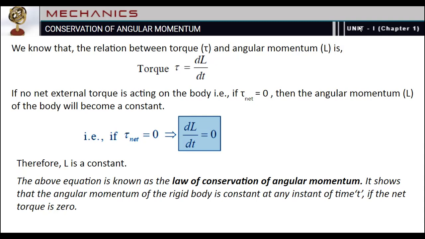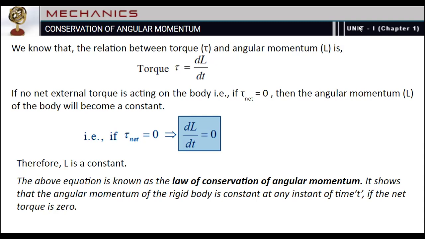So now we know the relation between torque and angular momentum. That is, tau is the rate of change of angular momentum. It's nothing but Newton's second law of motion, that is, Newton's second law of motion for rotational bodies. That is, torque tau is equal to dL by dt.